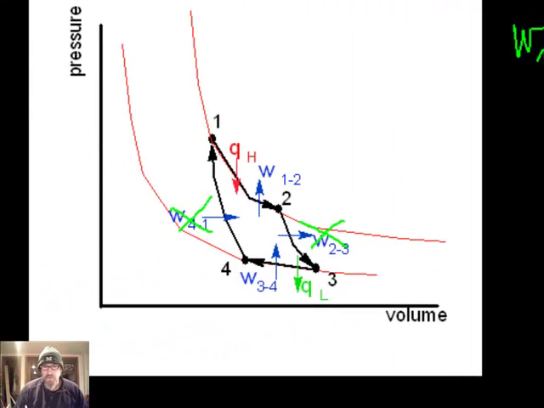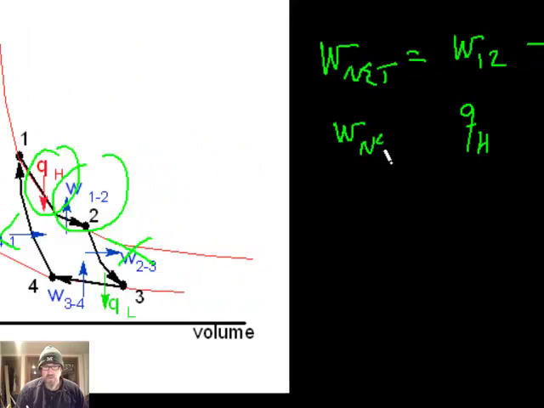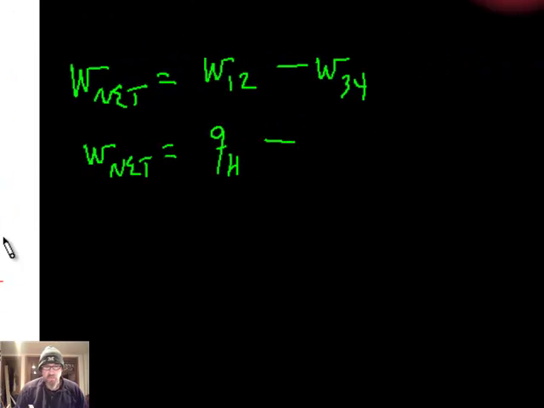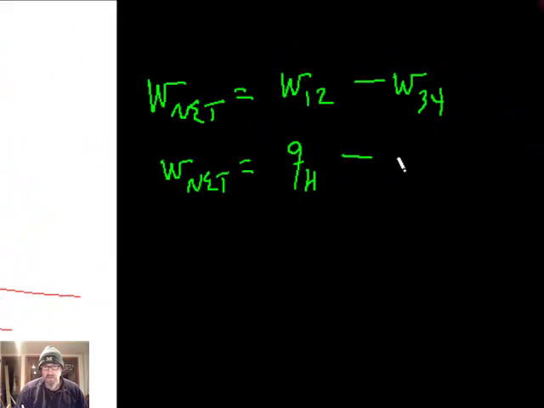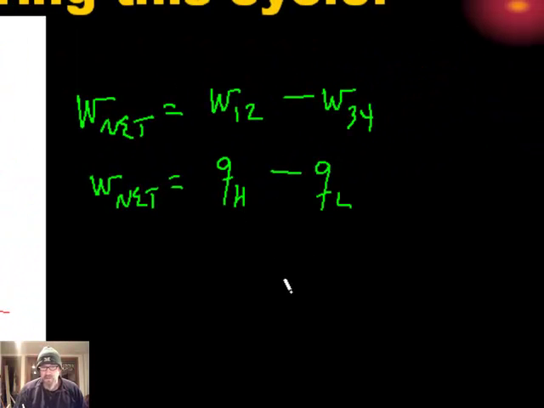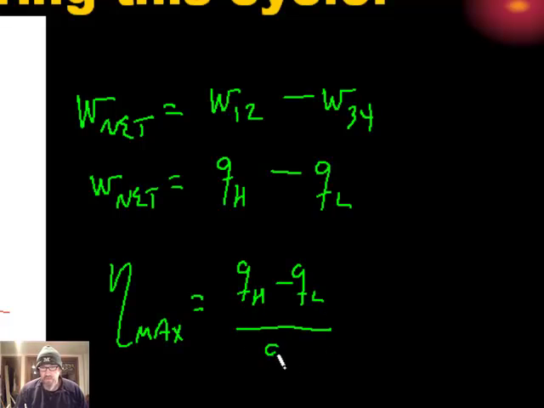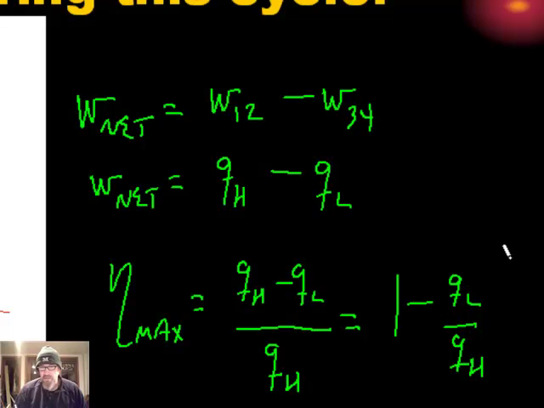However, those were both isothermal, and so work 1,2 and QH are the same. So we can rewrite this. And work 3,4 and QL are the same. So that means our net work is QH minus QL. So what's our efficiency? The maximum theoretical efficiency based on the Carnot cycle is this: work out, which is QH minus QL, over energy in. This simplifies to 1 minus QL over QH. So if we know the energy flow from the high temperature source and to the low temperature sink, 1 minus that ratio gives us the maximum theoretical efficiency.